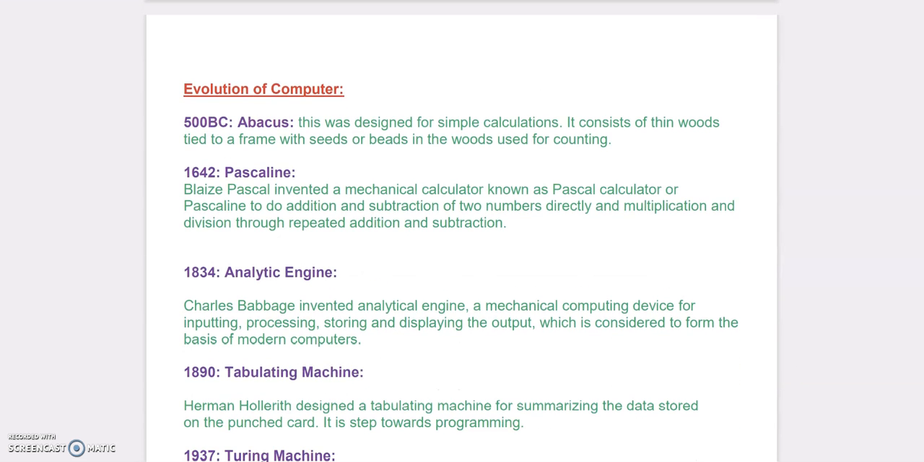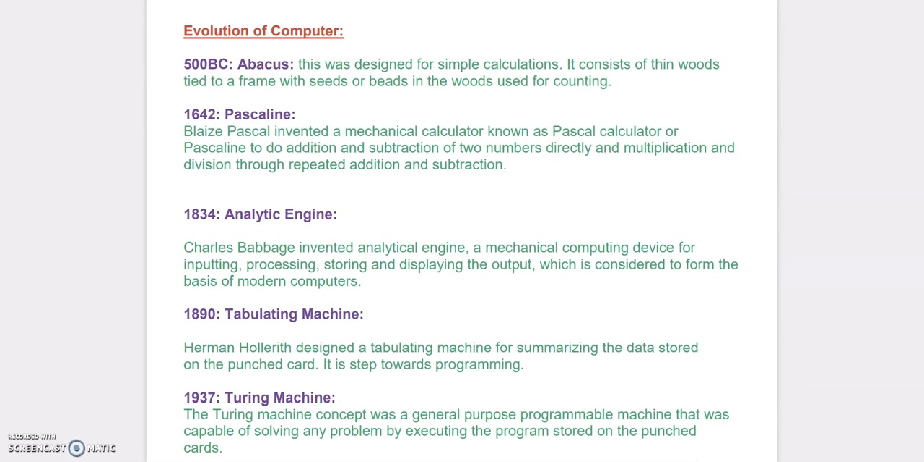Now let us look at the evolution of computer. How did it all begin? Now the first one, an abacus. This was designed for simple calculations. It consists of thin woods tied to a frame with seeds or beads in the woods used for counting.